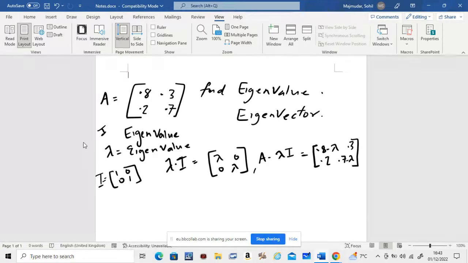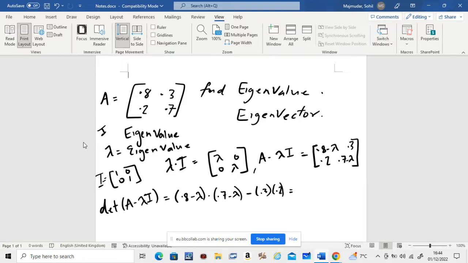Then the next step is to find the determinant of A minus lambda I. So we find the determinant of this matrix. It's a 2 by 2 matrix. All you have to do is cross multiply, AD minus BC. So you get 0.8 minus lambda times 0.7 minus lambda, minus 0.3 times 0.2. So this is the determinant of that matrix.